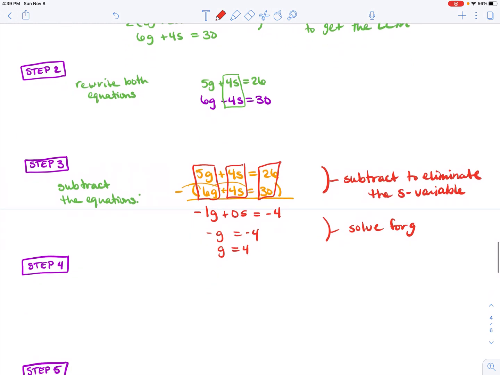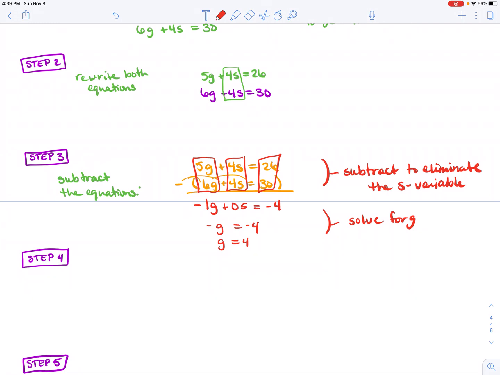Now step 4, this is where I solve for my remaining variable. So I'm going to solve for the remaining variable, which is s, because I have an answer for g right here. So now I'm going to substitute g equals 4 into either equation. I'm going to put it into the first equation.